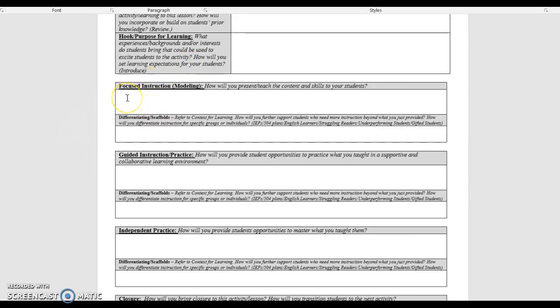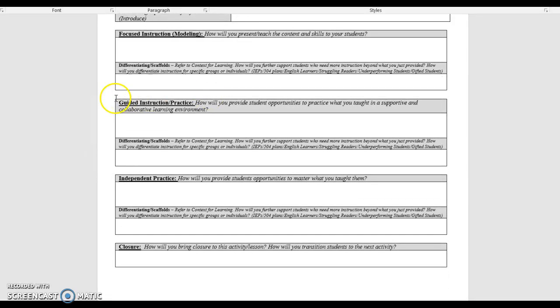Next is the focused instruction, and this is the modeling. This is when you present or teach the content and skills to your students. And so maybe you're lecturing, maybe you're writing something and students are paying attention, or you're modeling how to do a specific activity. Next is the guided instruction or the practice, and kids actually get to practice here. You give them the opportunity to practice what they've just learned in the focused instruction, but they're still getting the help from the teacher.